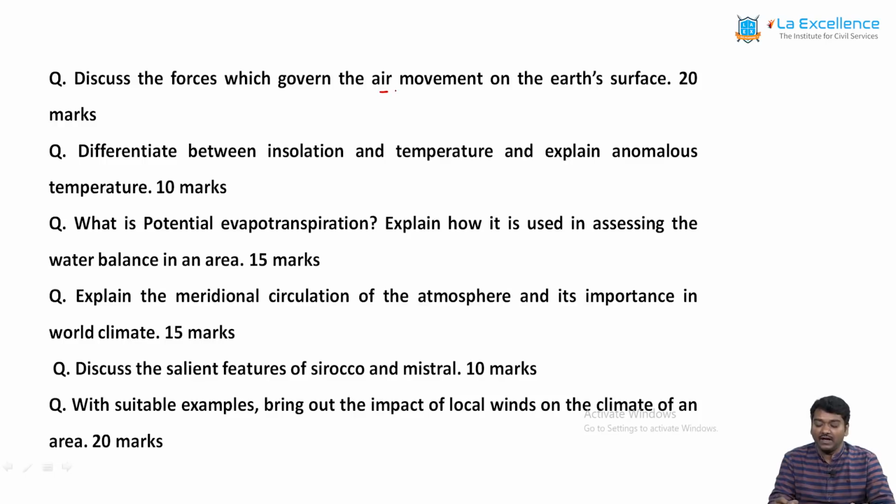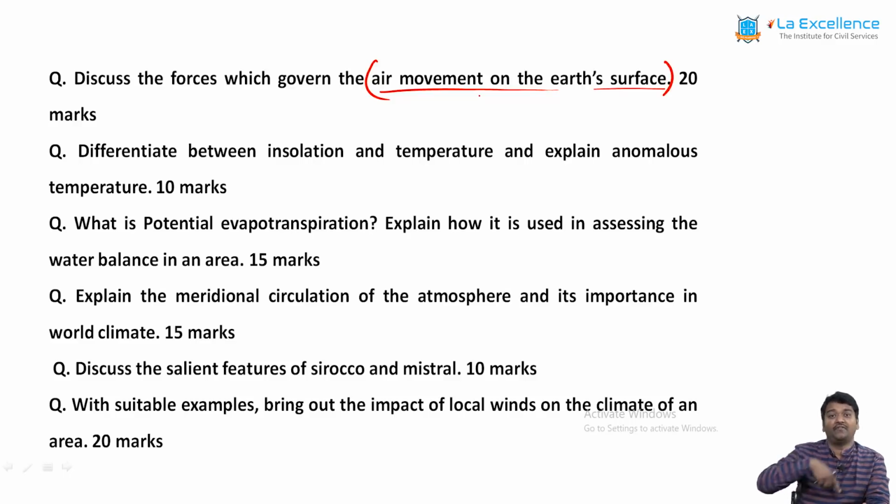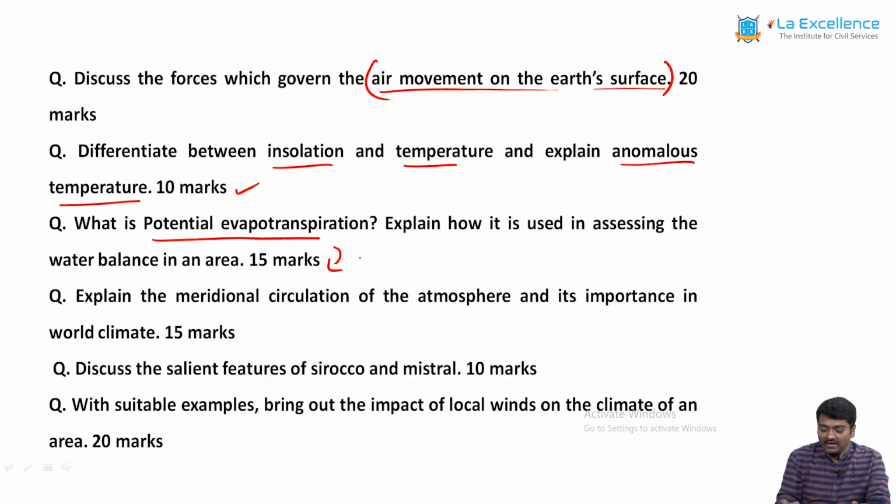Discuss the forces which govern air movement on the Earth's surface. Pressure, temperature, horizontal, vertical, advection, convection. You have all these things that you talk about. Differentiate air movement on the Earth's surface as similar to air circulation. Then you need to talk about Coriolis force, wind system, everything. When you consider horizontal and vertical, you will be talking about the atmospheric circulation as well. Differentiate between insolation and temperature. Anomalous temperature, a direct question from NCERT itself. Again, can you see potential evapotranspiration, and they have linked it with this.